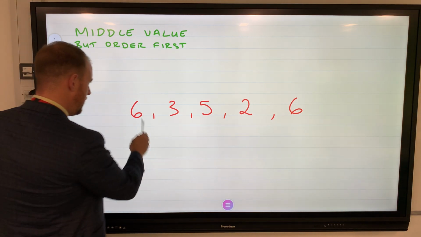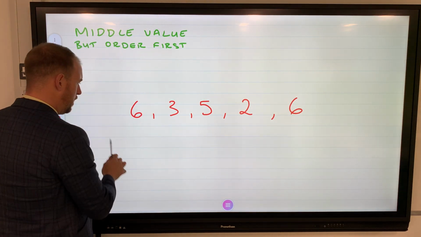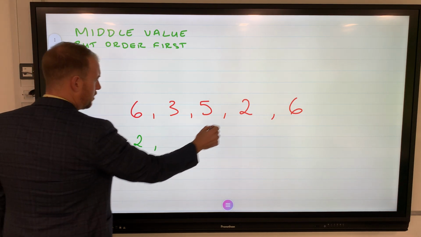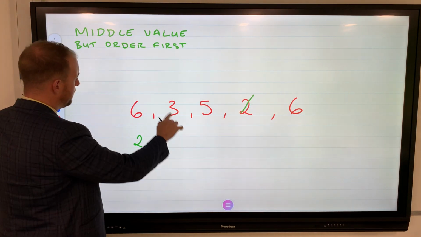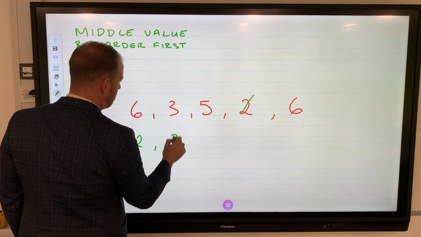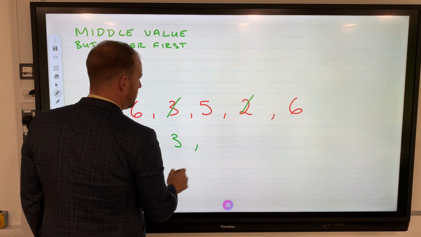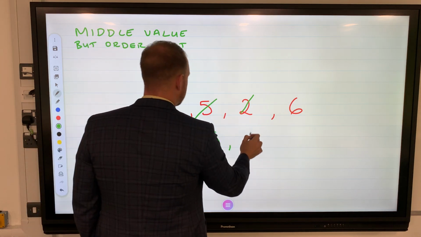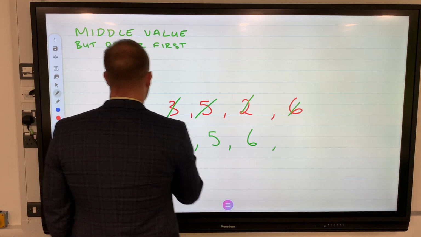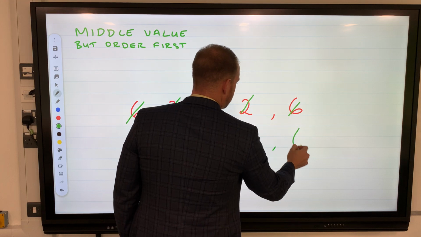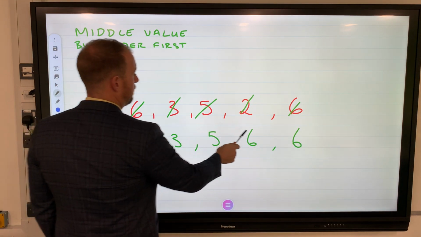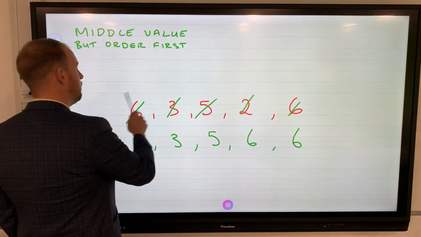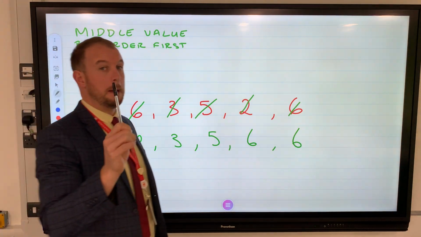So let's do that. Starting in ascending order, I'm going to start with the smallest, which is 2. I'm going to cross it off because I will forget otherwise. My next smallest value would be 3. Just going to cross it off there. Next one then would be 5. Cross it off. Then I've got a 6. Cross it off. And I've also got another 6. Just check. 1, 2, 3, 4, 5 numbers. 1, 2, 3, 4, 5 numbers. So I know I haven't missed any out.